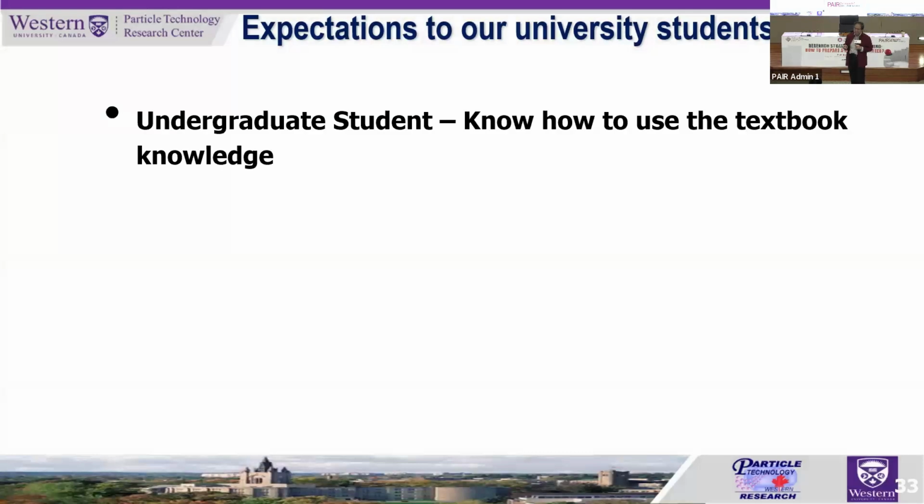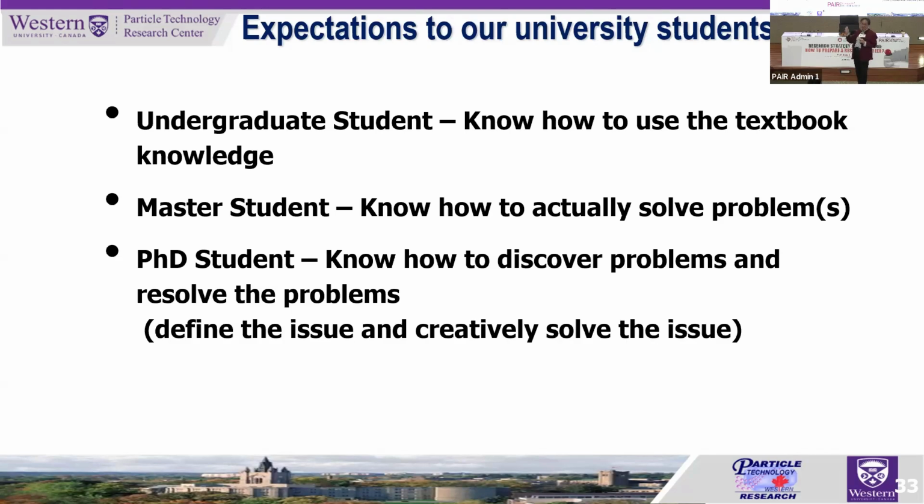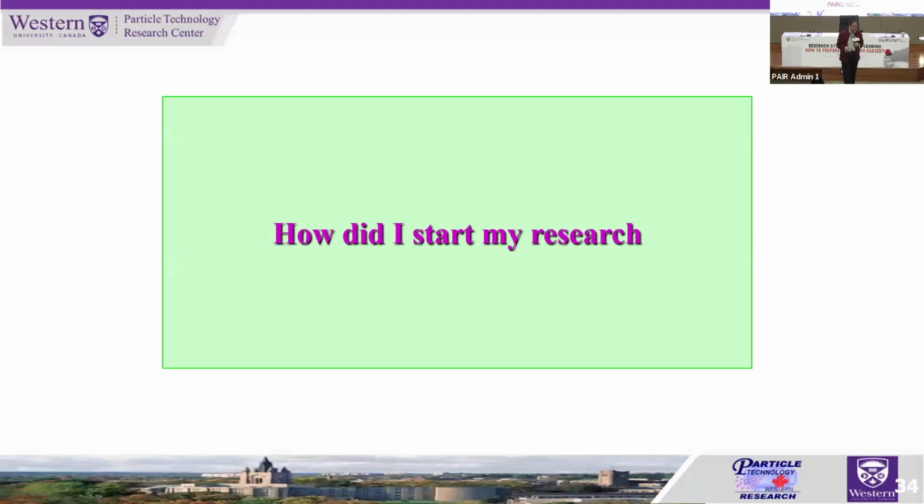So our expectation of university students, what I usually say, is that undergrad students know how to use a textbook, master students know how to actually solve problems, and PhDs need to discover problems and then resolve them. Not only solve, but resolve the whole thing. Define the issue and creatively solve the issue. That's what we expect of PhD students.